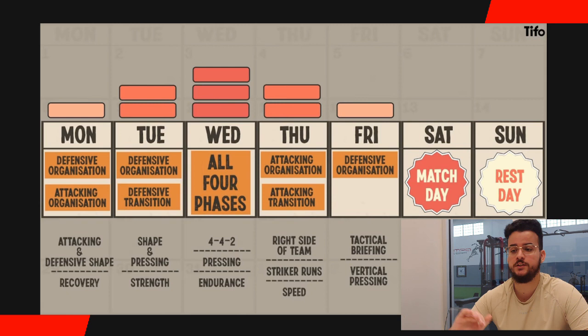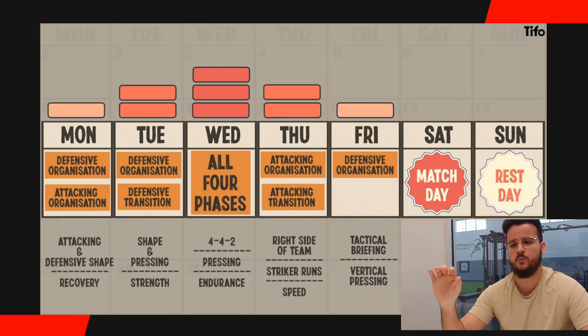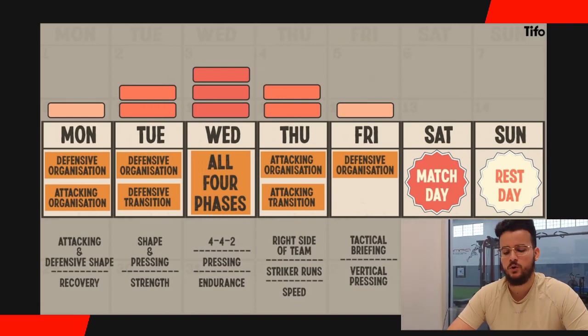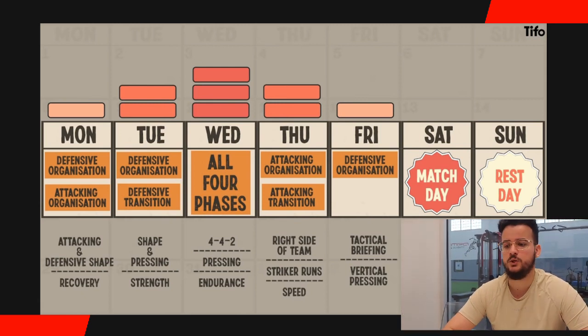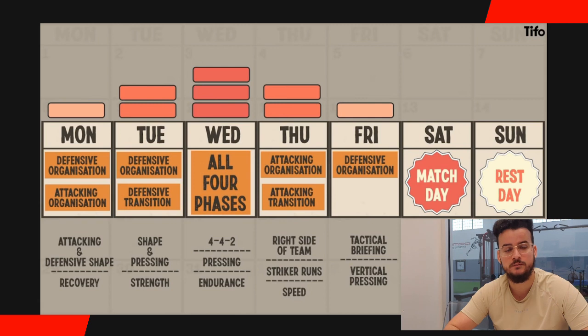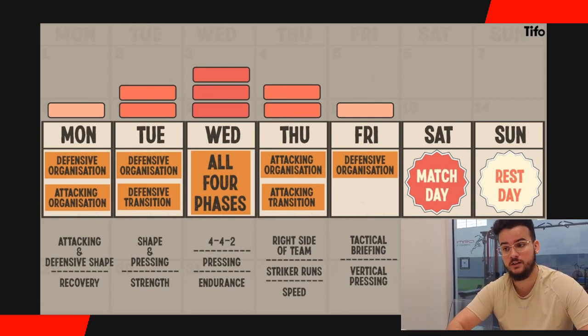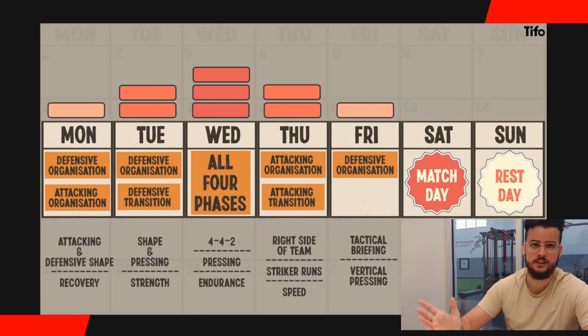And then for Wednesday, we build up our max intensity for that Wednesday practice. We're going to go over all the 4 phases. And we're also going to work on our endurance. So this is all building up to the match day. And then on Thursday, we'll bring it back down and work on our speed. And then Friday, we're going to bring the intensity down again because we're building up to that Saturday. That Saturday, let's say, is that match day.